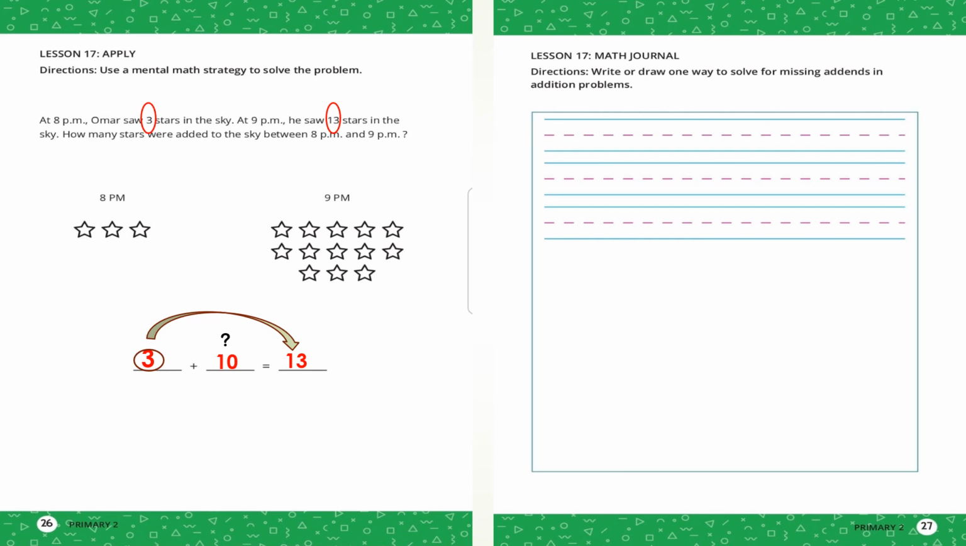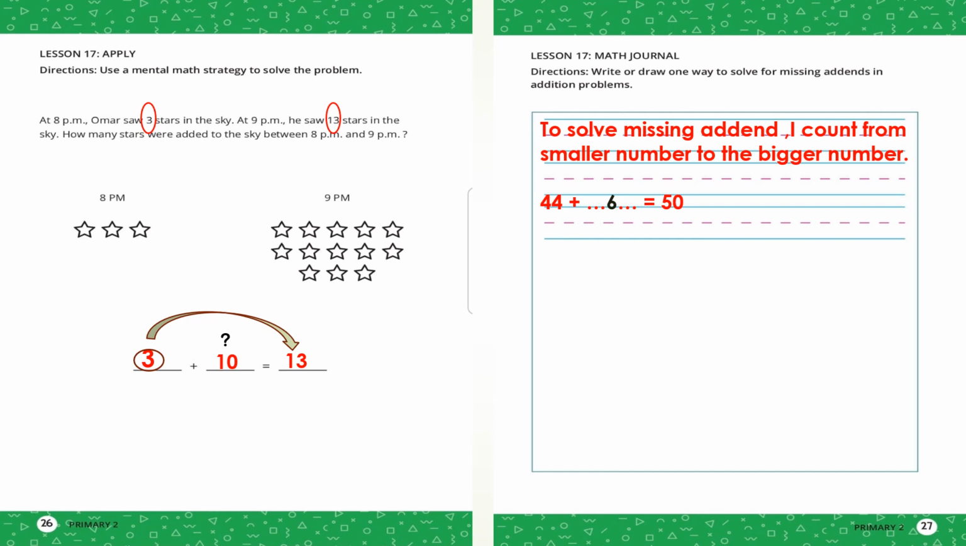Now the math journal part. Write or draw one way to solve for missing addends in addition problem. To solve missing addend, we count from smaller number to bigger number. Okay? Like the following example, 44 plus what equals 50? Count from small number to big number. After 44, 45, 46, 47, 48, 49, 50. How many fingers do we have? 6 fingers. So the answer will be 6.